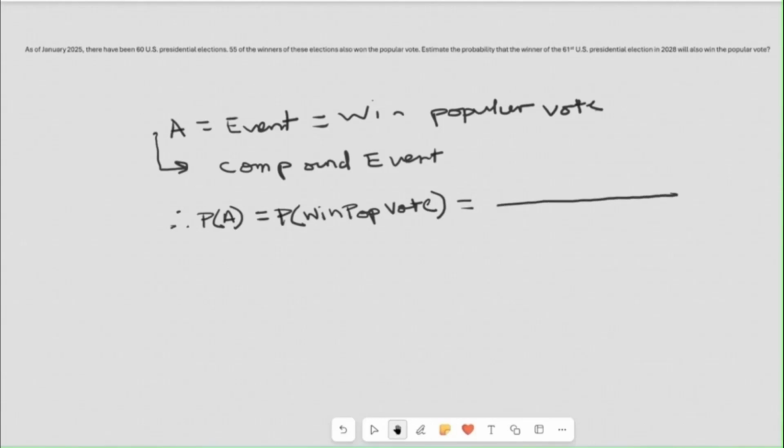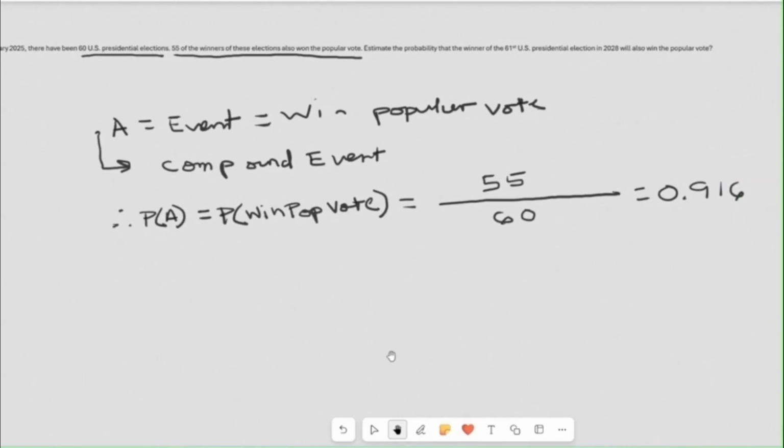Our problem statement provides this, as the number of times A has occurred is the number of times a candidate has won an election and also won the popular vote. Therefore, the number of times A has occurred is 55, and the number of times the trial was repeated is the past number of presidential elections, which is 60. Upon calculation, we get a value of 0.916. Therefore, the probability of winning the popular vote after winning the electoral college is 0.916.